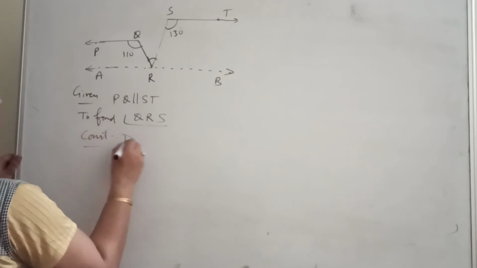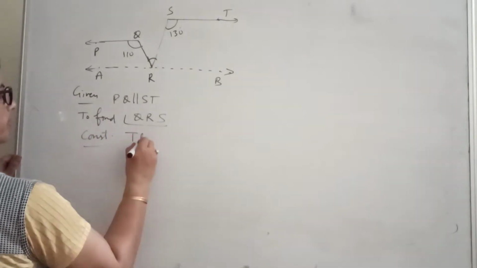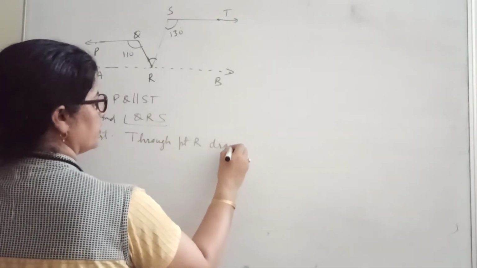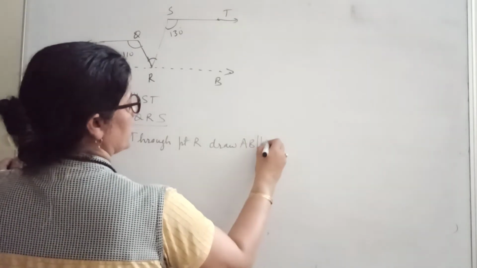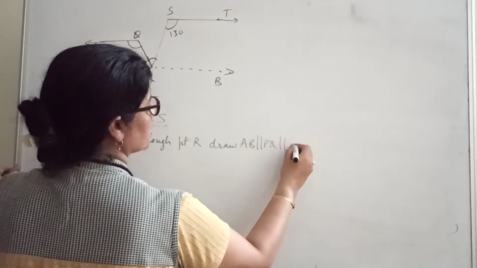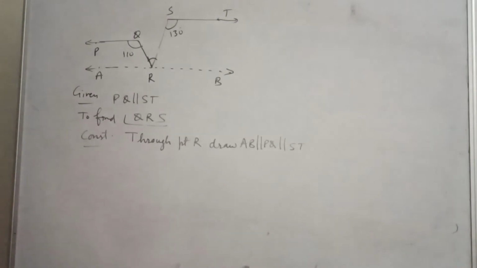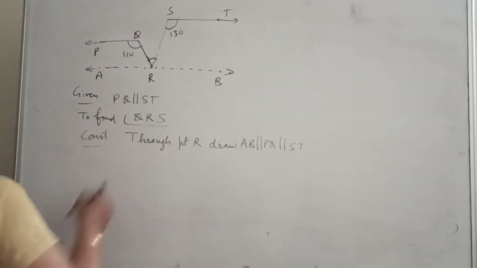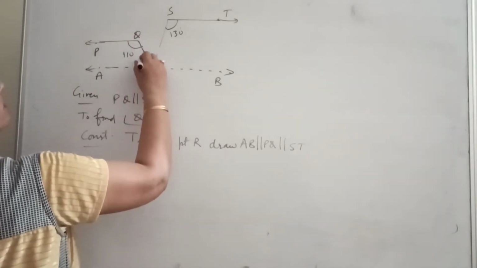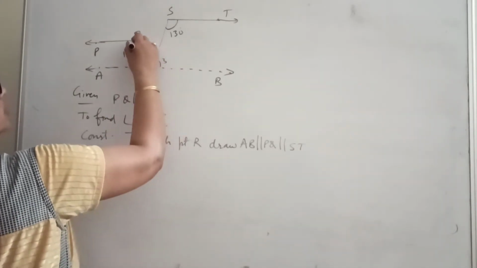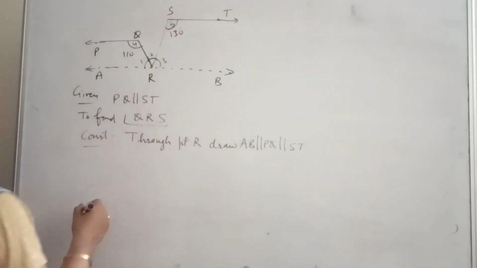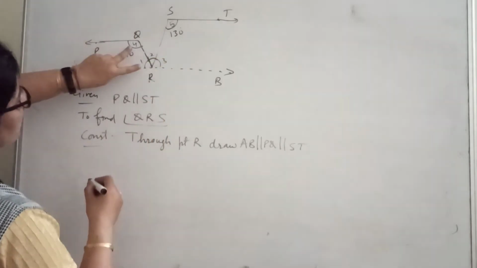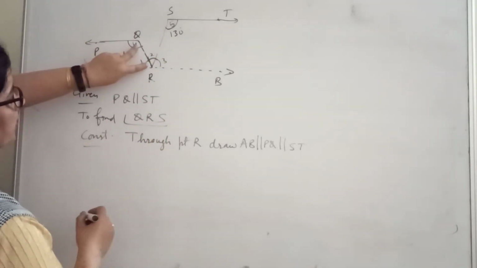Construction, draw through point R, draw AB parallel to PQ parallel to ST. Two lines are already parallel and we will draw a line parallel to these lines. Now let us give the name as this as angle 1, angle 2, angle 3, this is angle 4, this is angle 5.